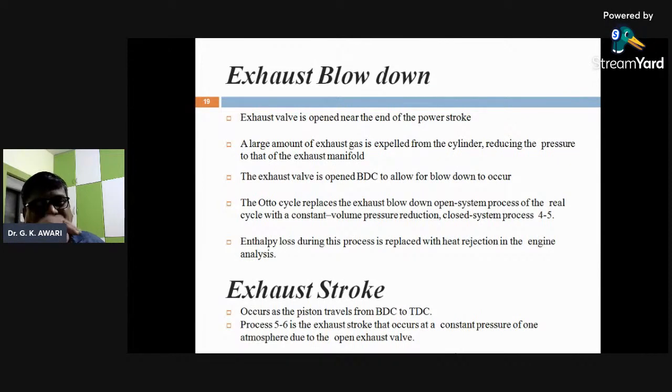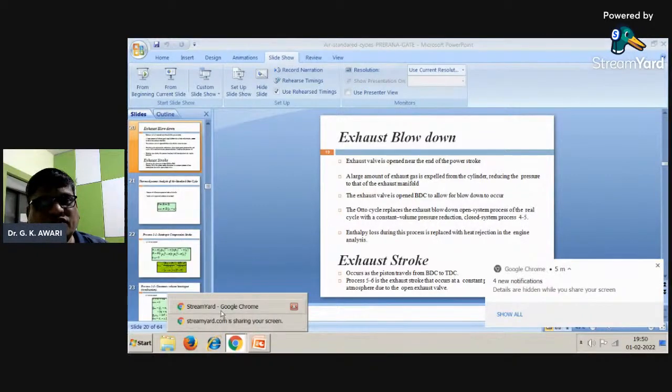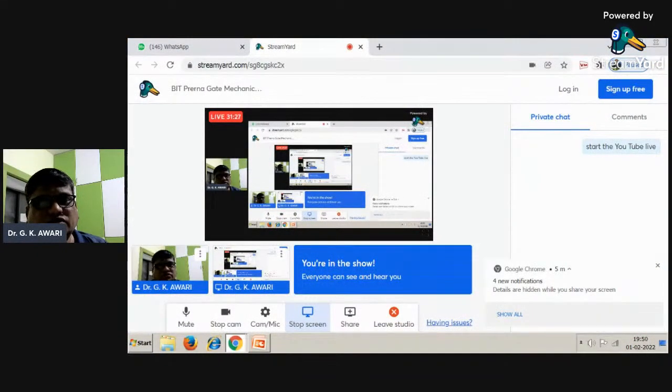Then let us look at the other stroke, that is exhaust blowdown. Let me check whether it is going on correctly or not. Yes.